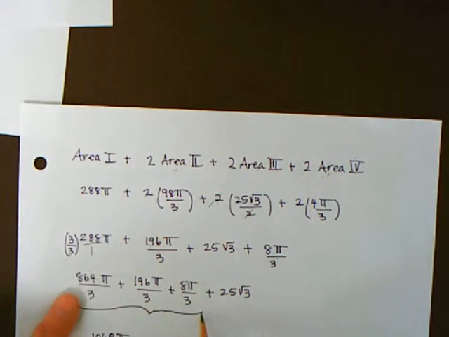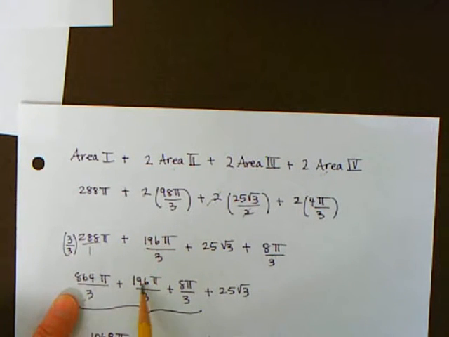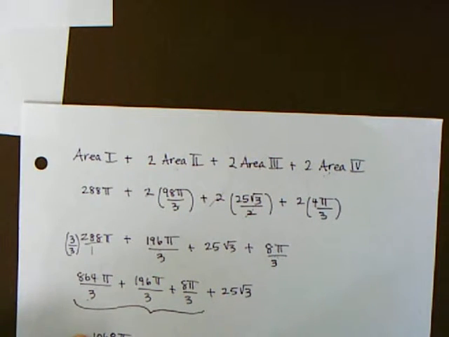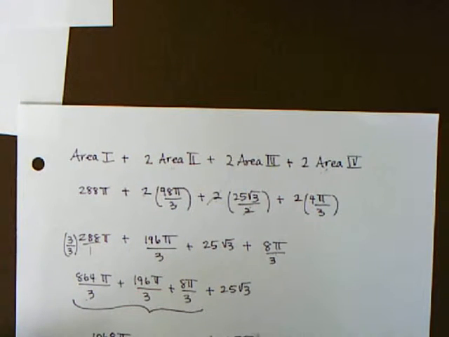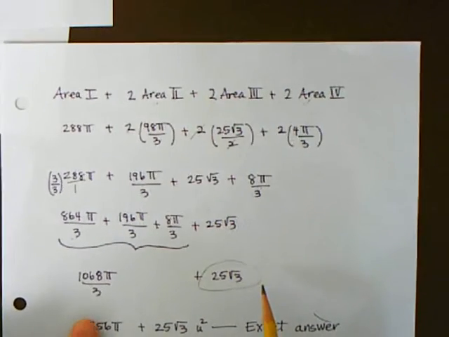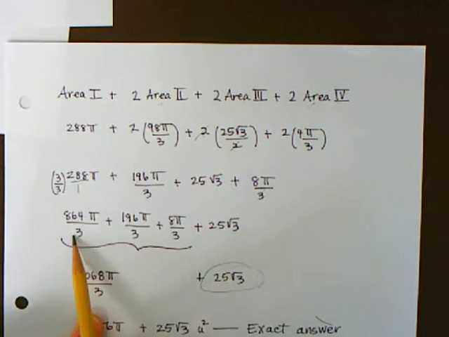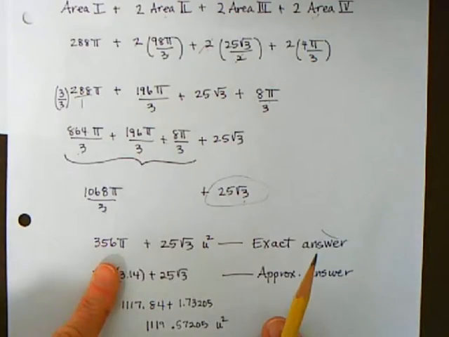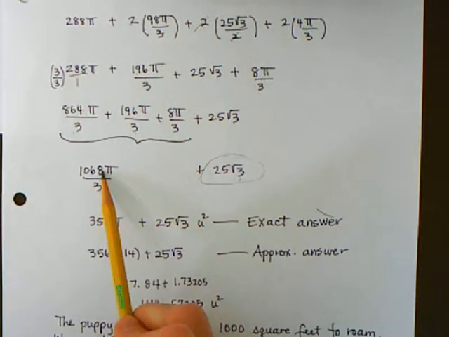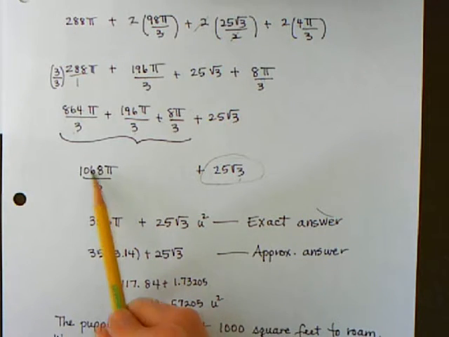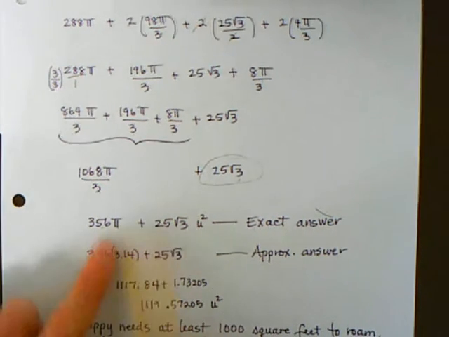Okay, now I have enough information, I can add these guys. Adding 864 plus 196 plus 8 gives me 1068 pi over 3. And I got my little 25 radical 3 here. Ooh, whoops, I missed it. So when I add 864 pi over 3 plus 196 pi over 3 plus 8 pi over 3, I get 1068 pi over 3. And then I have this 25 radical 3 hanging off the end here. Okay, so this is the exact answer. 3 goes evenly into 1068. It's 356 pi. And this is the exact answer.